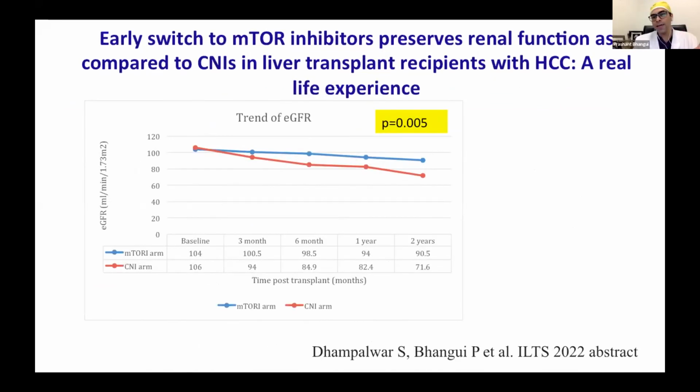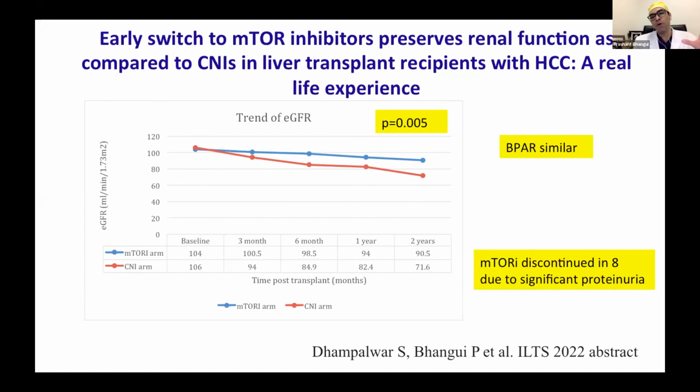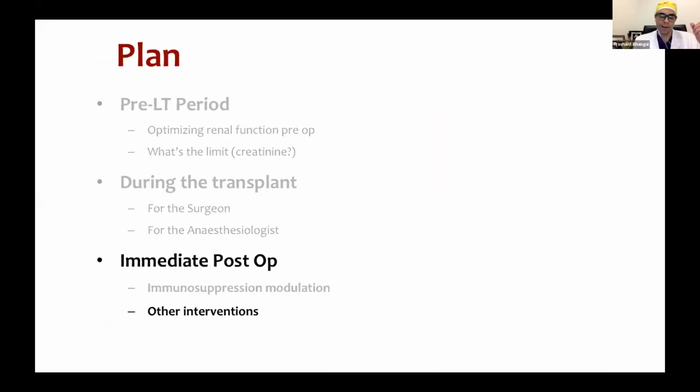This is our study. This is our group, and we have sent this as an abstract to IITS. And we found that the BPAR rates were similar. This is early switch from CNI to mTOR inhibitors for preserving renal function. And mTOR inhibitors were discontinued in only 8 patients out of this total number of 104 because of significant proteinuria. So much better renal function with mTOR with low dose CNI.